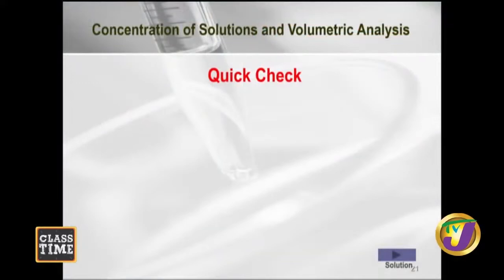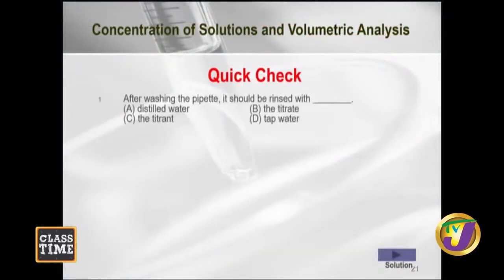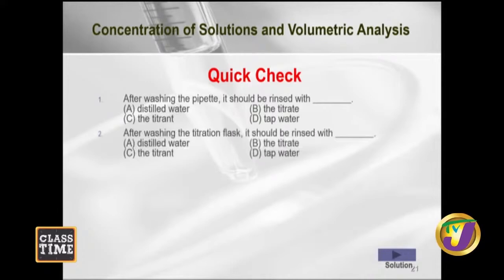So, questions. First one. After washing the pipette, it should be rinsed with. Write down your answers and we will come back. So select A if it's distilled water, B if it's the titrate, C the titrant, and D if it's tap water. Now, second question. After washing the titration flask, which is our conical flask, it should be rinsed with distilled water, the titrate, the titrant, or tap water.